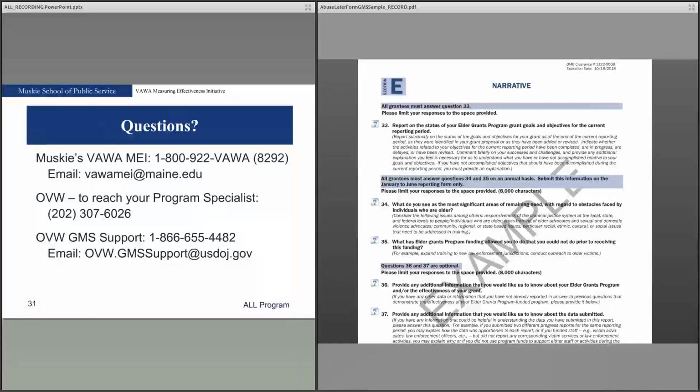If you have any questions as you are filling out the reporting form, please feel free to call or email Muskie's VAWA MEI, your program specialist, or the grant management system. Here on the screen are displayed the main number to contact VAWA MEI, the phone number at OVW to reach your program specialist, and the OVW GMS support phone number.